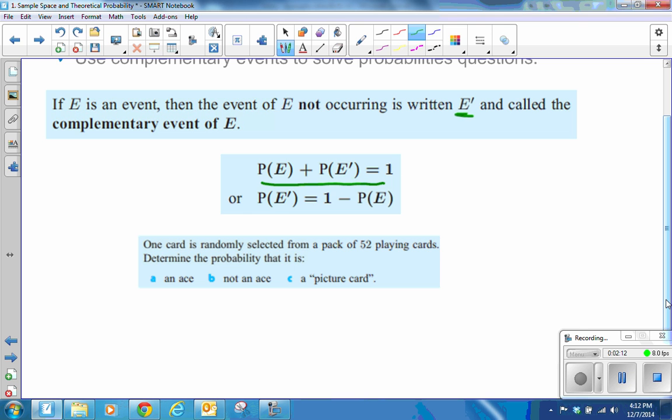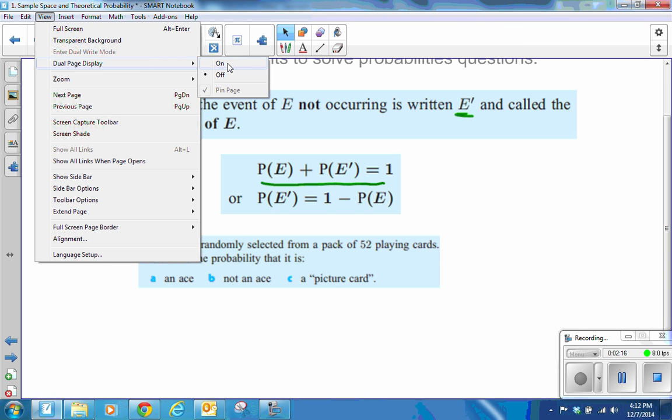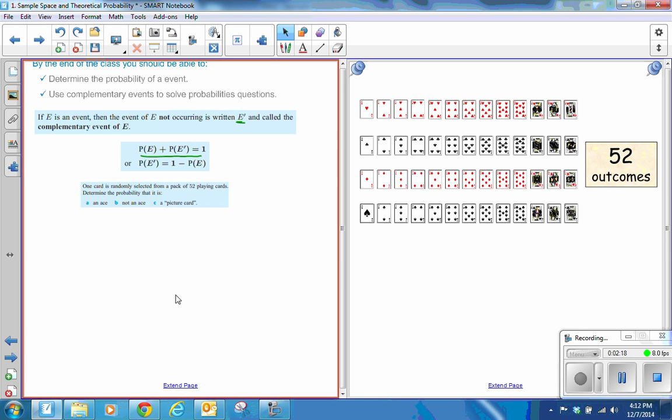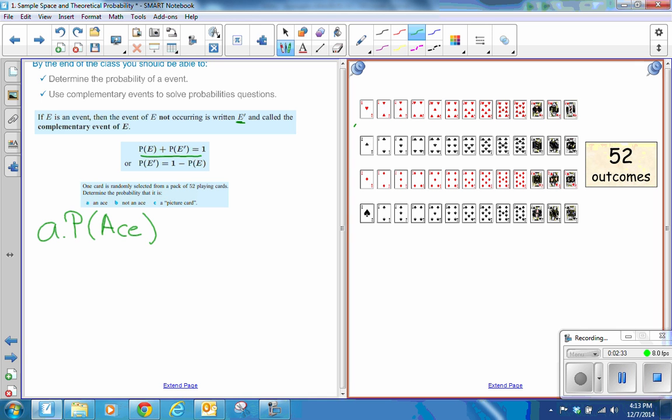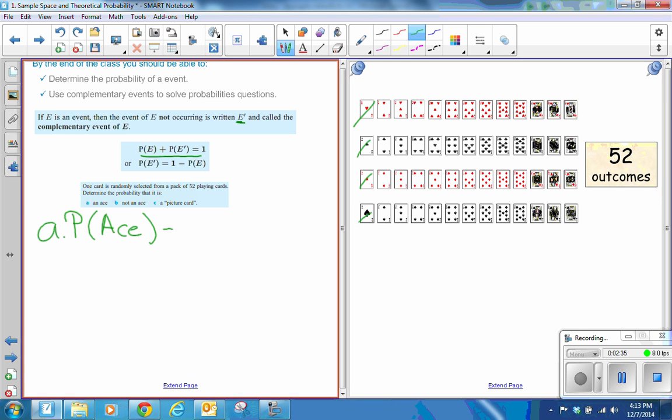Okay, so one card is randomly selected from a pack of 52 playing cards. Determine the probability that it is an ace. So the probability that we have an ace is 1, 2, 3, 4: 4 out of 52. And if I simplify this fraction, it will be 1 out of 13.